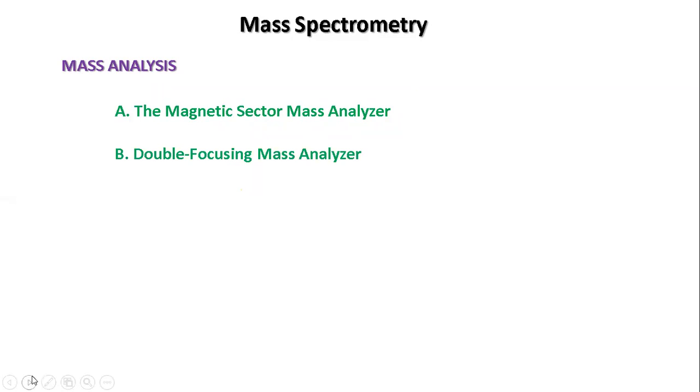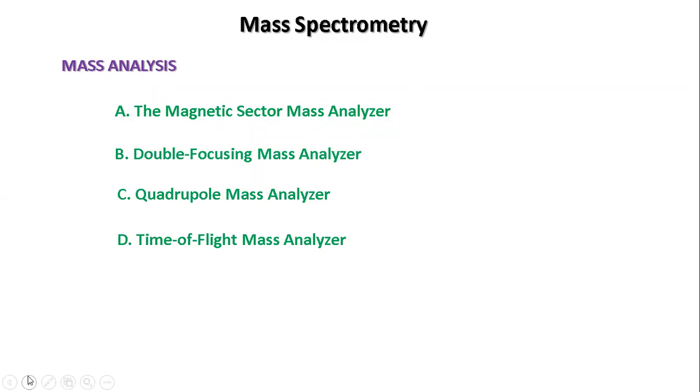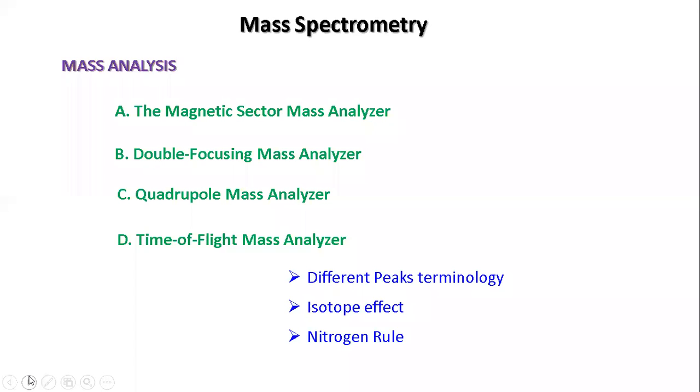Today we'll be looking at the double focusing mass analyzer. We'll look at the quadrupole mass analyzer. We'll try to understand another technique named TOF, time of flight mass analyzer. And then we'll try to understand some basic terminologies like different types of peaks, what we call them, the isotope effect in mass spectrometry, and the nitrogen rule. Okay, so I'll try to discuss these points today.